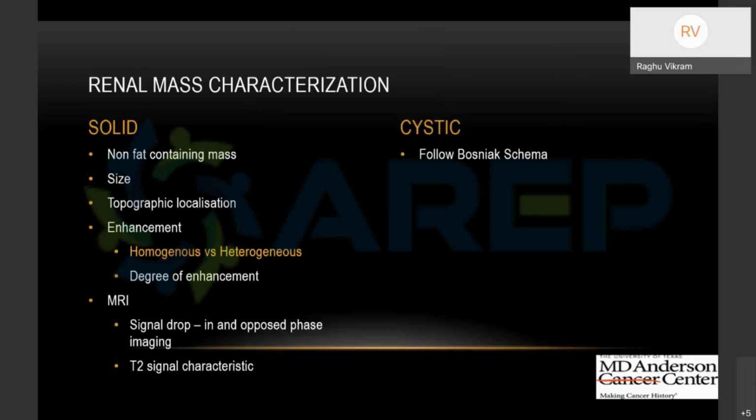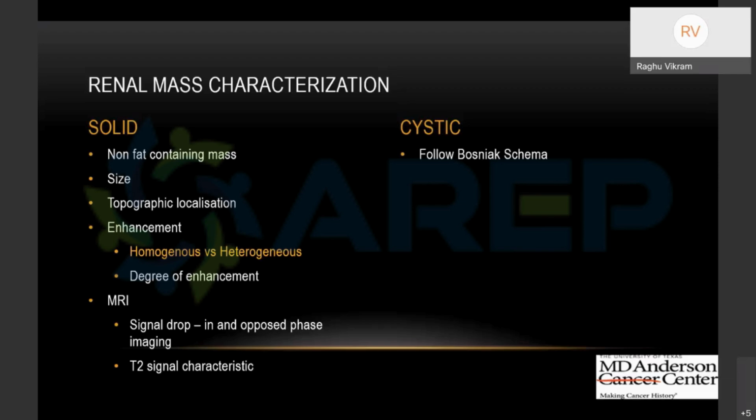The other thing that you can use is the enhancement. There are two things that you can look for in the enhancement: the pattern of enhancement and the degree of enhancement. So the pattern of enhancement tends to be homogeneous or heterogeneous. Now, even in heterogeneous, there are multiple different types of heterogeneous enhancement. Lesions which are homogeneous enhancement tend to be benign or indolent. There can be some cancers which are homogeneous, but they are usually indolent.